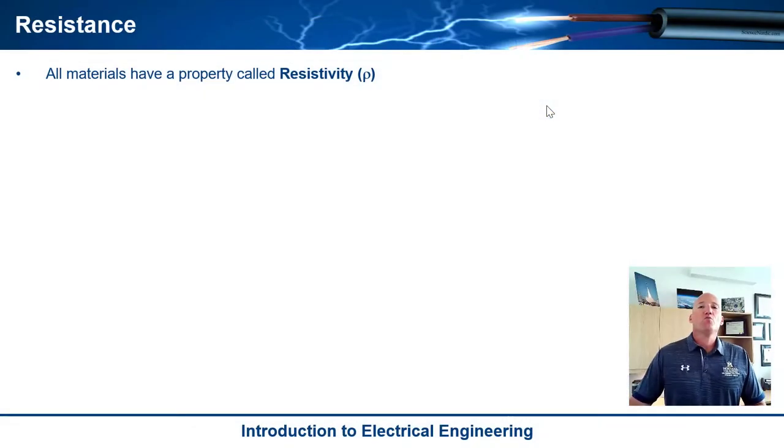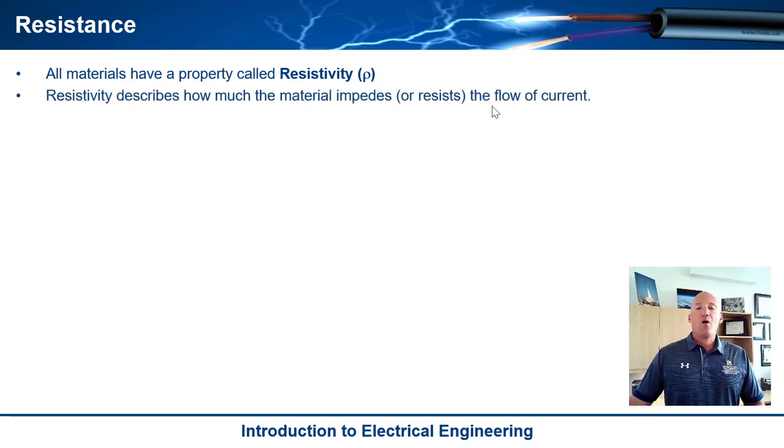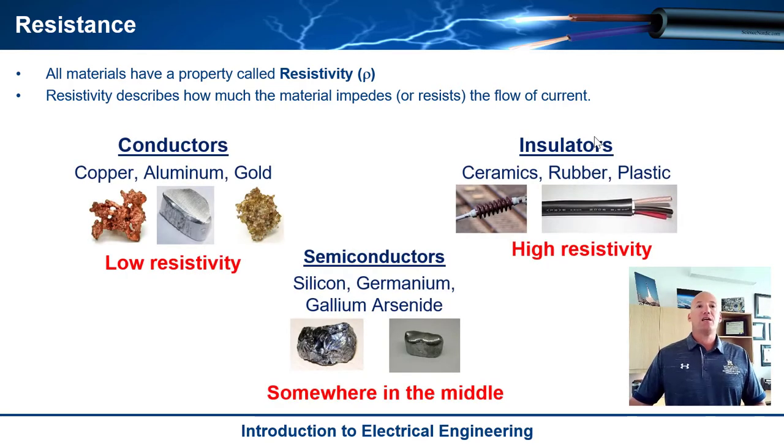Okay, so resistivity is a property that all materials have, and resistivity is denoted with this Greek symbol rho, and it describes how much a material impedes or resists the flow of current. As you can imagine, this is a very important concept within electronics and electricity because we want to push current through a lot of different materials and make the circuits do things for us, like give us light and give us heat.